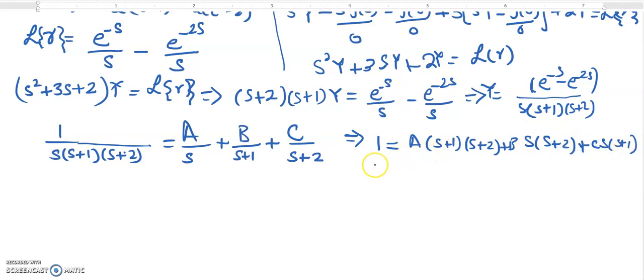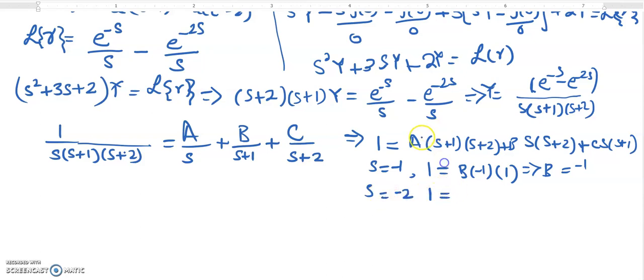If we take s equal to minus 1, A will vanish and C will vanish, so it will be B into minus 1 equals 1. So B will be equal to minus 1. If we take s equal to minus 2, the A term will vanish, the B term will vanish, so C times minus 2 is 1, and C is minus 1 over 2.